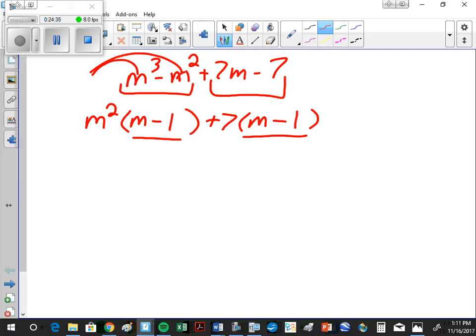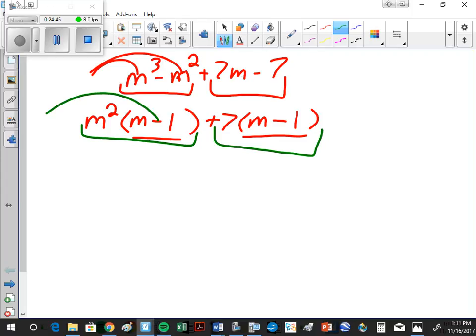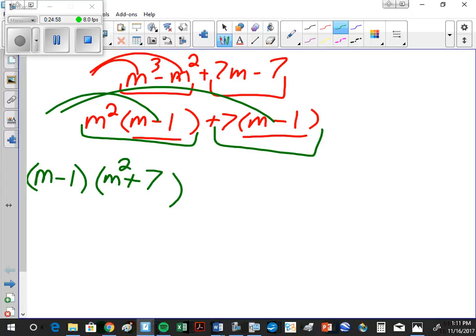Now, what does this have in common with that? They both have an m minus 1. So I'm going to pull the m minus 1 out from both of those. If I pull out the m minus 1s, what's left? M squared plus 7. Does everybody understand that?